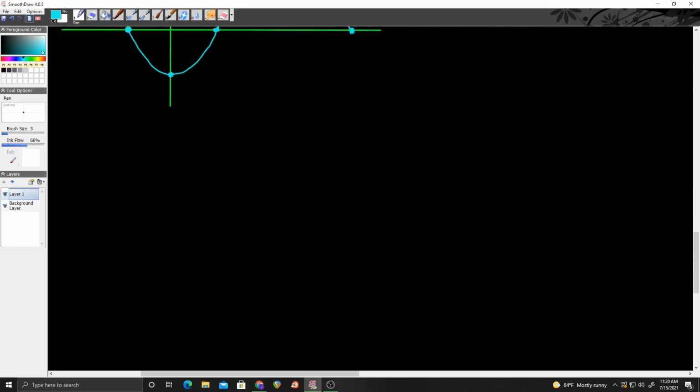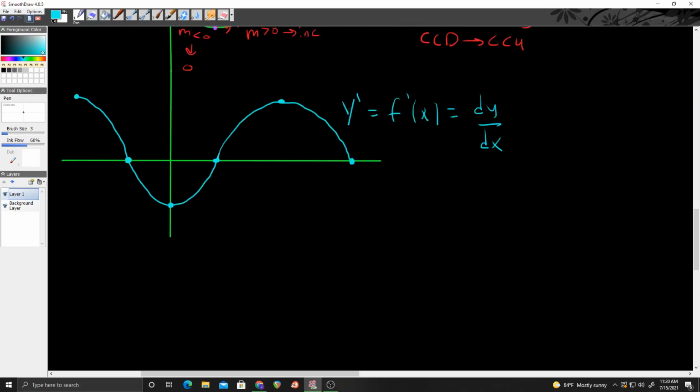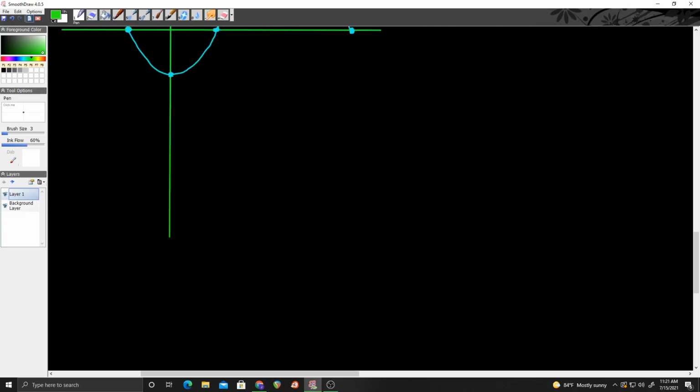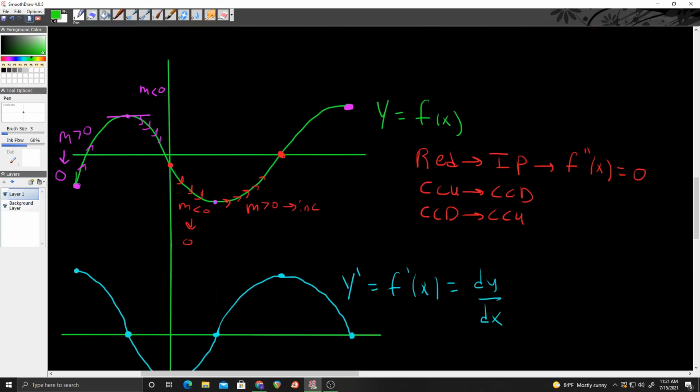Okay, I guess we'll just go straight down again. So, not a problem. We want to be able to, of course, determine the derivative of a graph from the original. But it's also good to be able to tell about the second derivative from the original. And that's what we've done here in red once again.